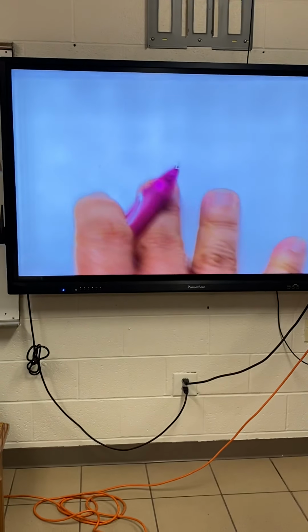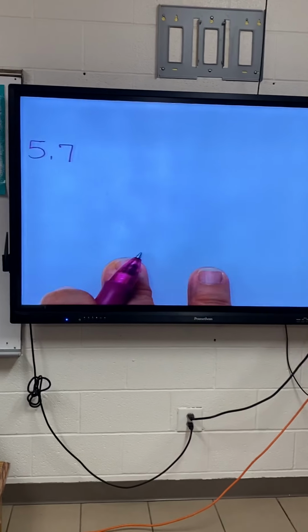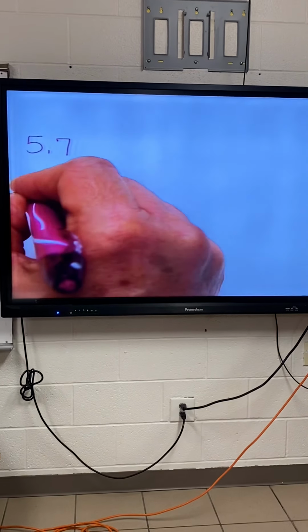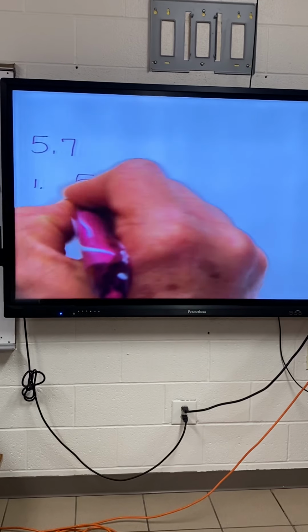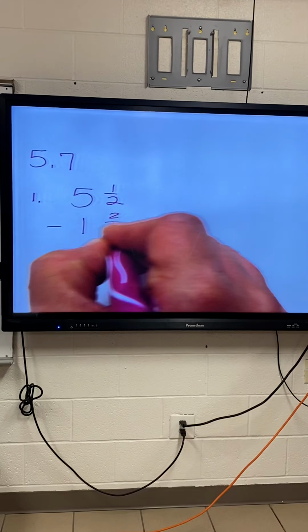To do a couple of examples on is lesson 5.7, which is subtraction with renaming. Okay, the first problem that I'm going to go over with you is 5 1/2 minus 1 2/3.